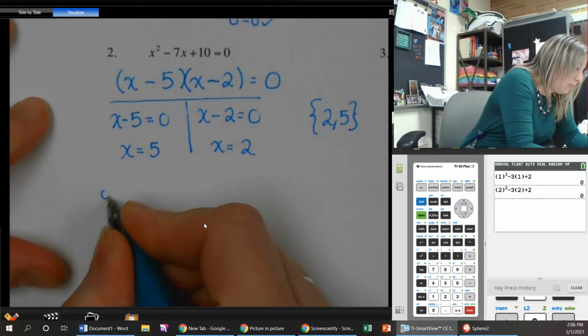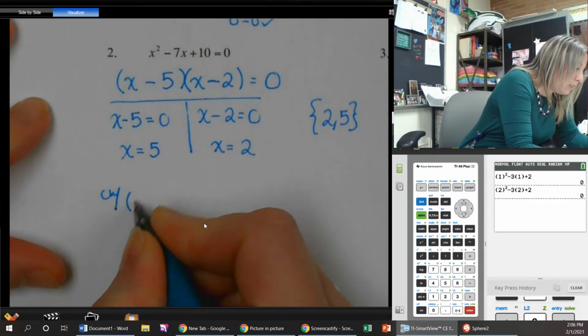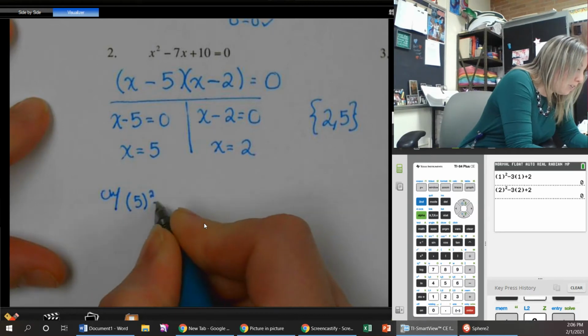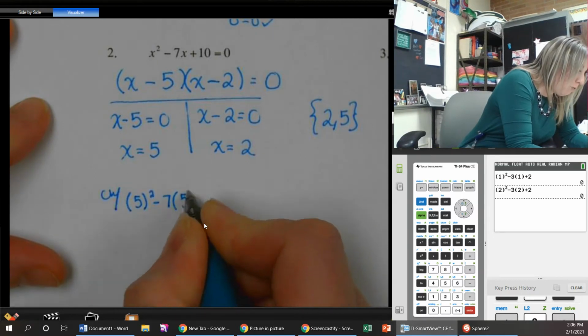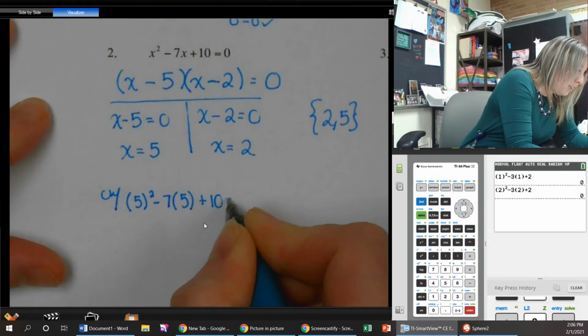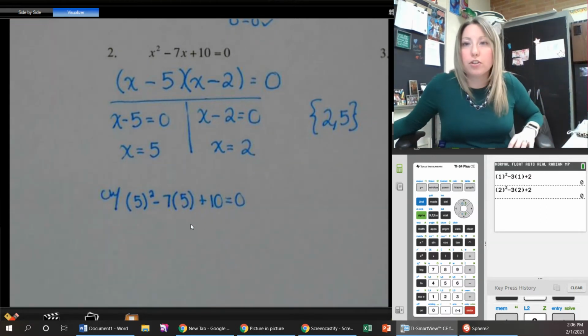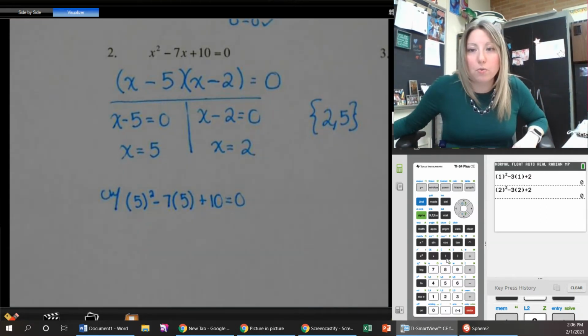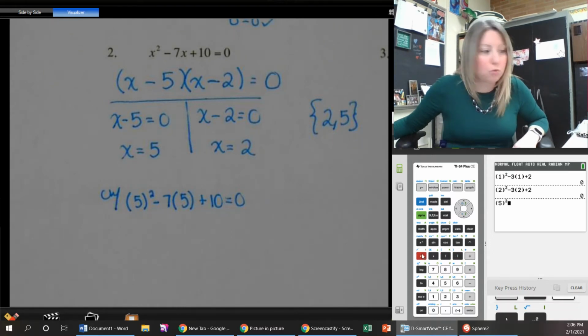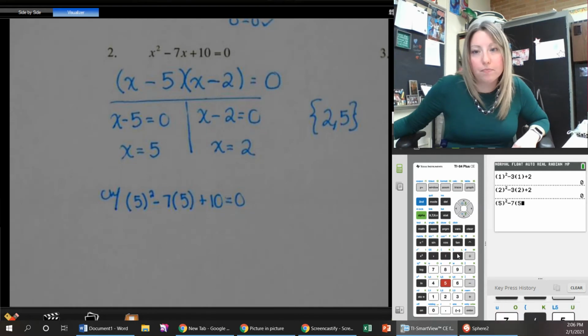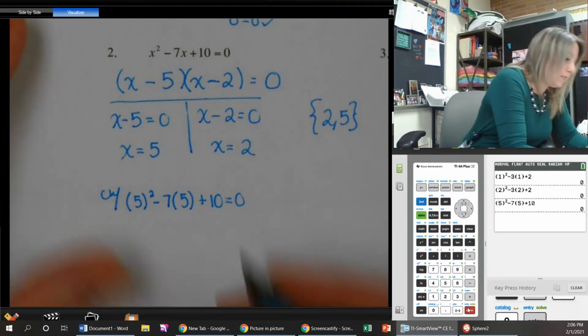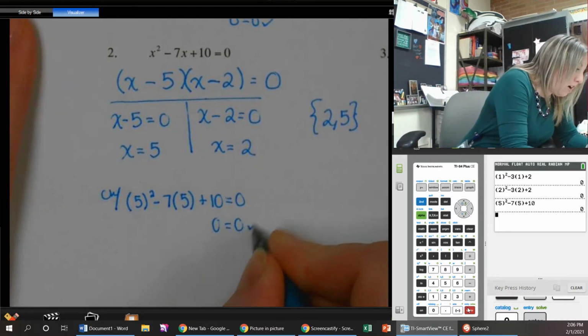And then I need to check. And by checking, what I do is I substitute these values back into the original equation for x. And again, I showed you how to use your graphing calculator to do this. So we would just type in front parenthesis 5 and parentheses squared minus 7 times 5, and then plus 10 at the end. And we make sure that this zeroes out. And it does. So 0 equals 0, good to go.